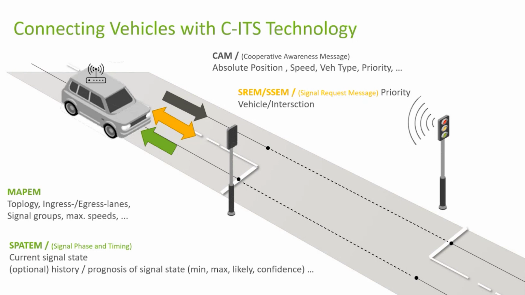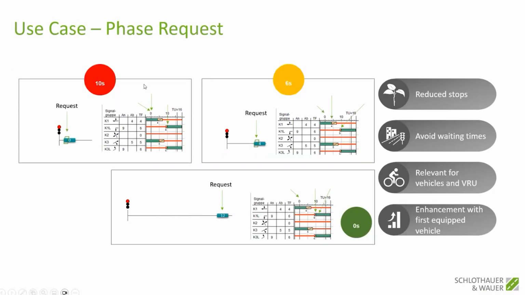So what can these new messages offer us, these detection via CAM or SREM? What is the added value against usual detection? Yeah, of course, we can request a stage in advance. So the request to change from one stage to the other can come in advance, not limited by where the detector is. If you look at these traditional examples up here, you have the request for the vehicle at the stop line. So actually you have to wait the whole change.